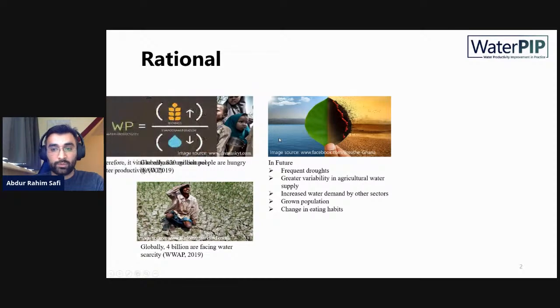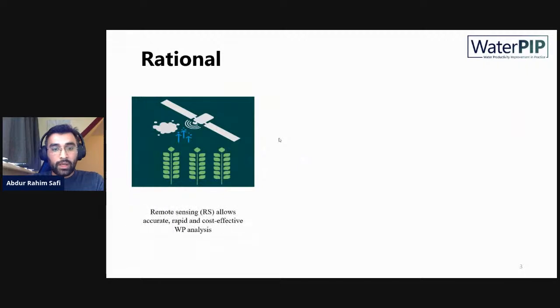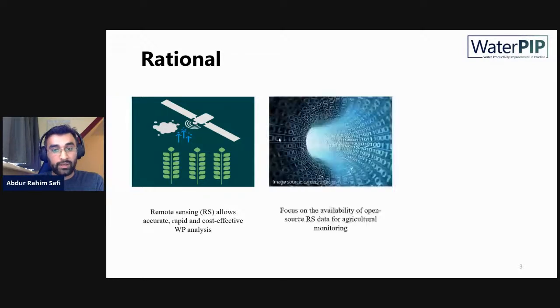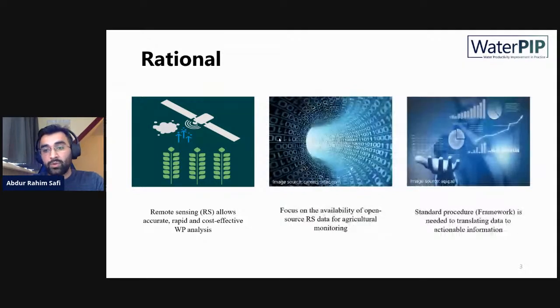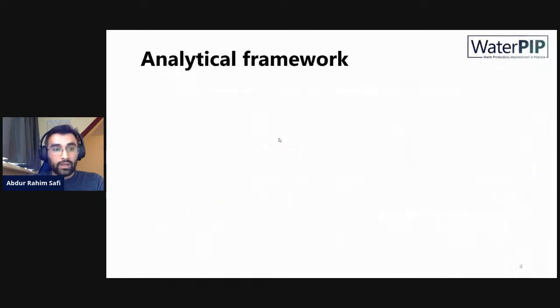That's why it's really important to improve water productivity. Remote sensing has proved that it has accurate, rapid, and cost-effective water productivity analysis capabilities, and a lot of data is available. But the important thing now is to translate the data into actionable information. And therefore, we have developed this framework.